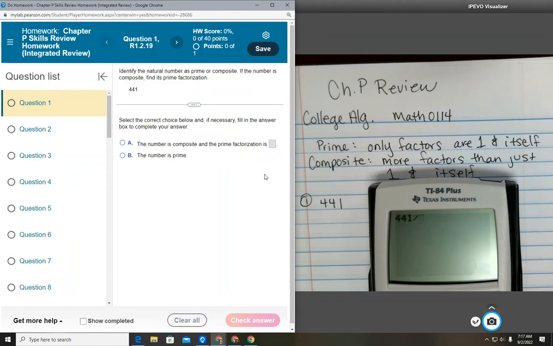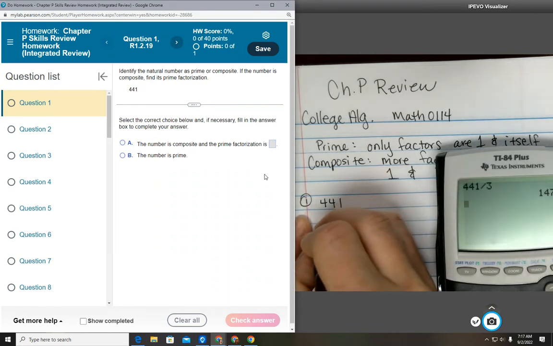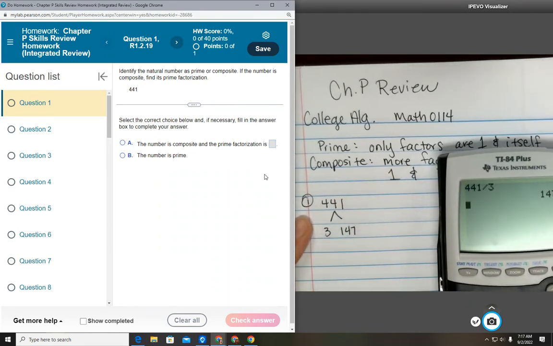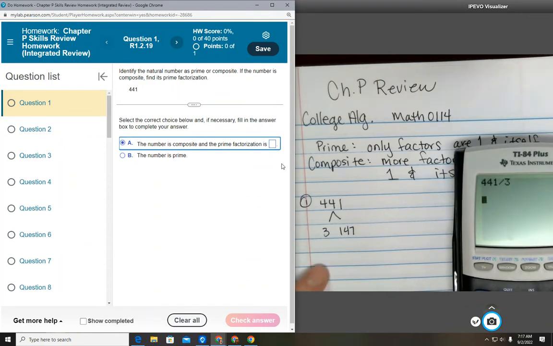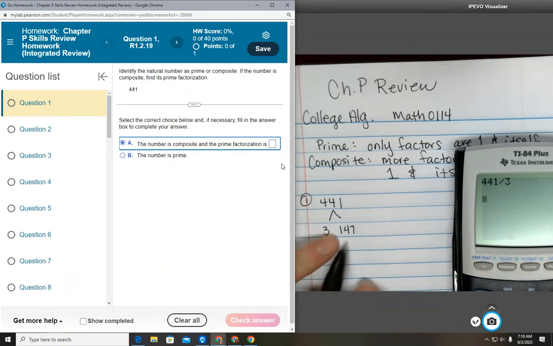441 divided by... it's not even. Let's see if it'll divide by 3. Yes, it's divisible by 3 and 147. So it says it is composite. And then to find your prime factorization, you look and see what can be multiplied to get that. Well, I know this. Now, are there any other factors of 147?